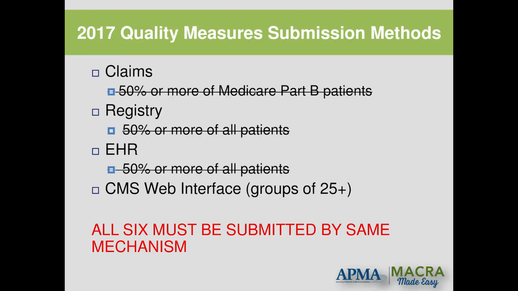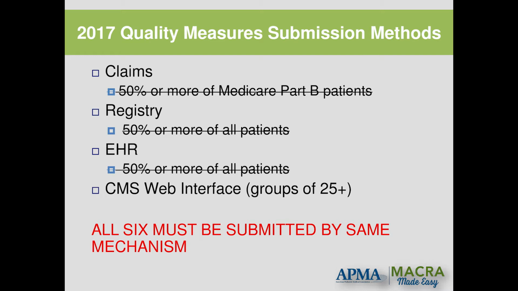They all have to be able to be reported to CMS, meaning how you tell them you did it, by the same mechanism. There are different mechanisms. There are different ways you can report this stuff. And we'll show you what we mean by that. These are the mechanisms, the means by which you can report the performance of your quality measures.